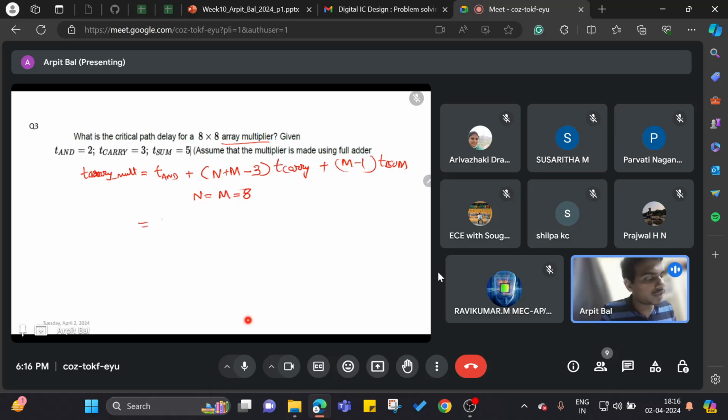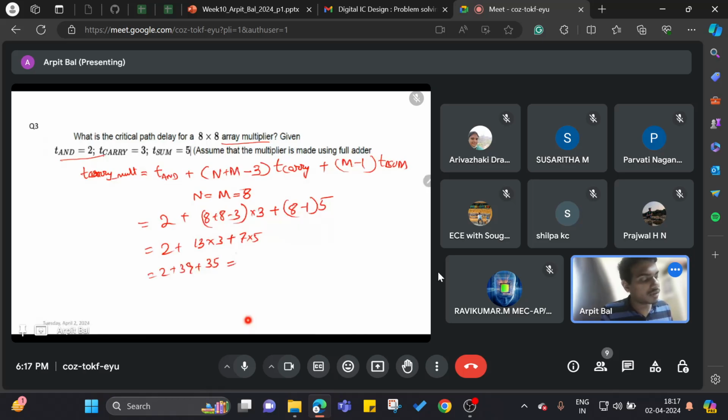So we have T and given to us as 2, plus 8 plus 8 minus 3 into T carry, that is 3, plus 8 minus 1 into T sum, that is 5. 2 plus this is 16 minus 3, that is 13 into 3, plus 7 into 5. 2 plus 39 plus 35. That is 76.